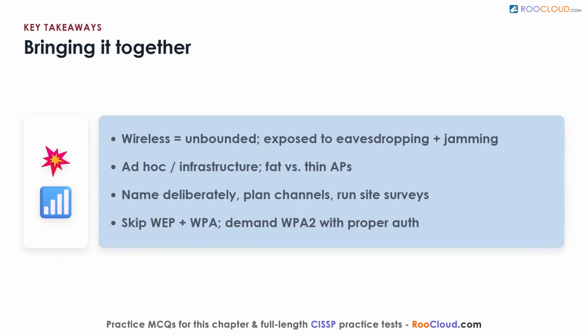So, let's bring it together. Wireless is an unbounded network exposed to eavesdropping and new attacks that cables never face. The 802.11 family evolves through amendments, and clients connect in ad hoc or infrastructure mode using fat or thin access points. Name your network deliberately, plan channels to avoid interference, and run site surveys to shape coverage. Above all, skip the broken early encryption, retire the temporary fix, and demand the modern protected access with proper authentication.